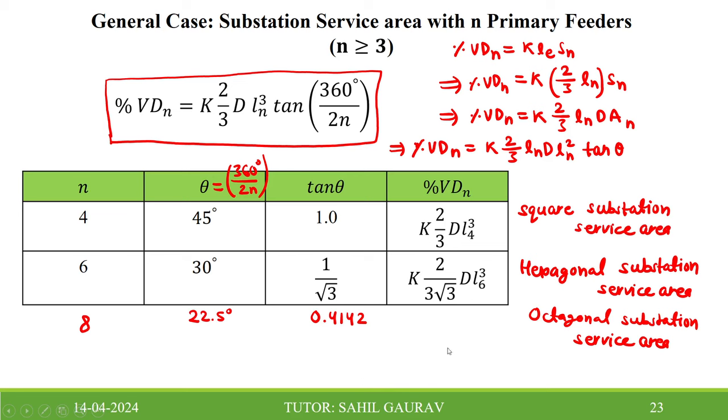Now for an octagonal substation service area, that means the number of primary feeders is 8, theta will be 22.5 degrees and tan theta will be 0.4142. What is important is that the square and hexagonal substation service areas matter, while the octagonal substation service area is not that important.